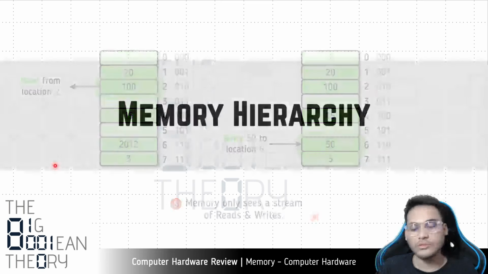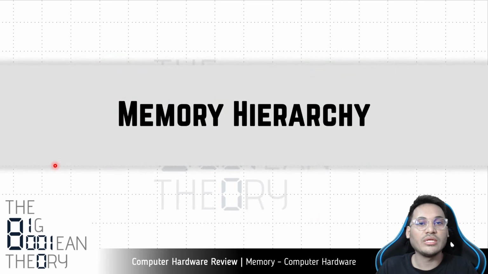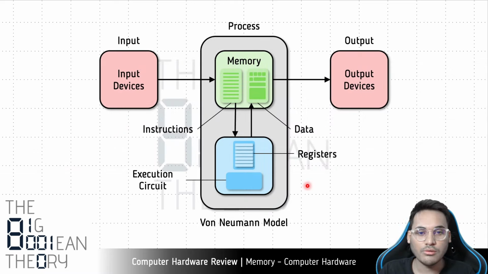Now that we have understood why we need the memory and how it functions, let us talk about a very important point in the context of memory, that is memory hierarchy. As you can see in this von Neumann model, we have the memory, and memory is a form of storage, right? We can store data and instructions in it.